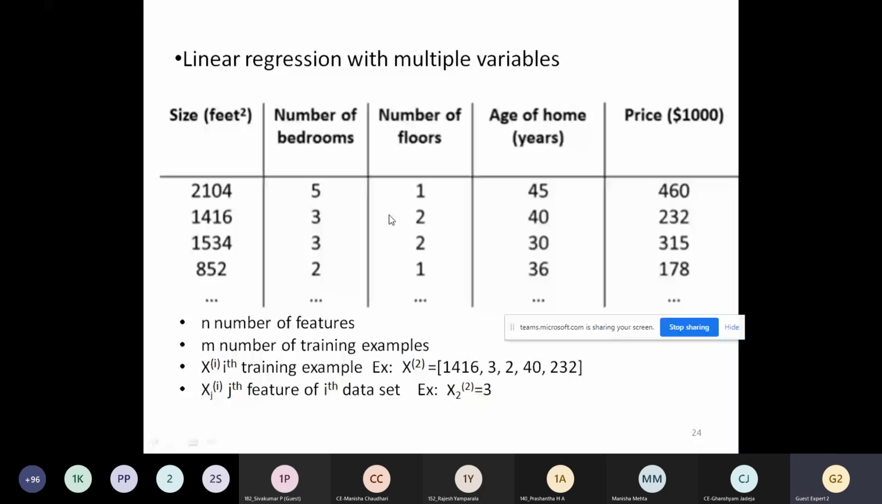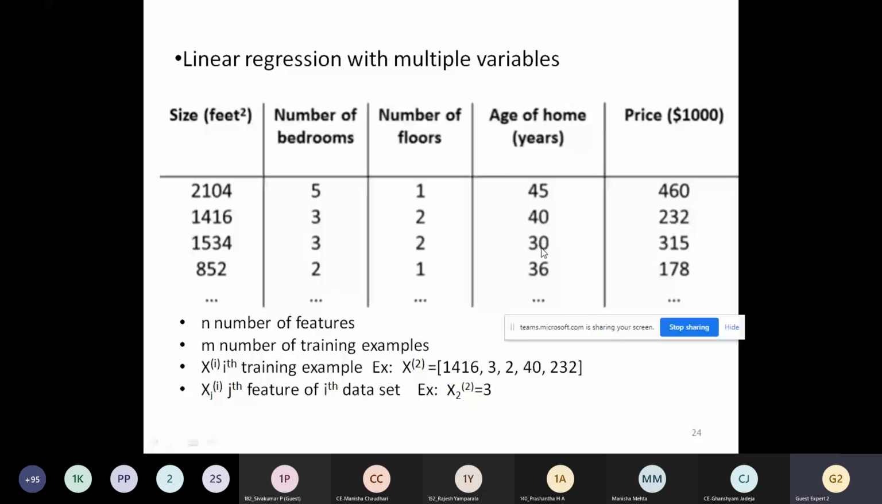So what this data set is about, we are predicting the price using the size of the house, number of bedrooms in the house, number of floors in the house, and the age of that house. So these are the features which are used to predict the price of that house, and for that we are using this data set. So we have a total of 4 features. If features are greater than 1, it is called multivariate regression or multiple regression.